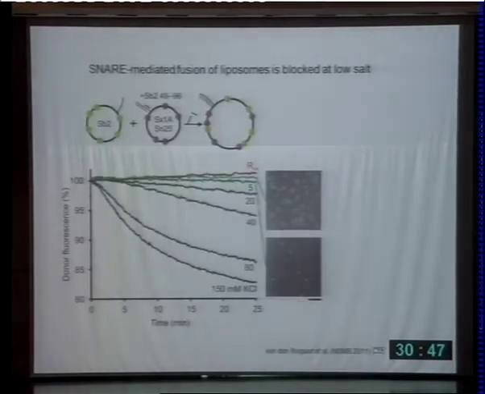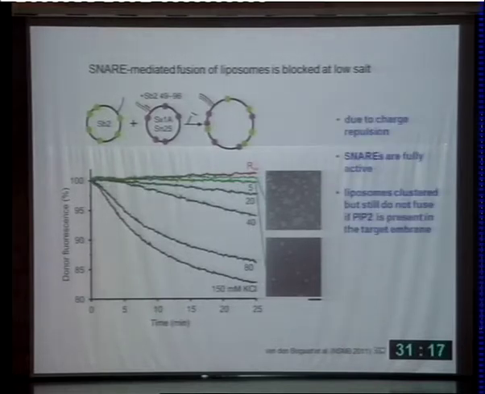Now, we had a fairly artificial experiment which might give us some clues. This is again the work of Gerd van den Bogaart, a very talented postdoc in the lab. We used liposomes in a normal snare-mediated fusion reaction, having acidic phospholipids in both membranes, and then we lowered the salt concentration. What you then get is that the lower you go, fusion comes to a complete stop. That's very simple to explain because this is charge repulsion. If you don't have enough ions around, the liposomes repel each other, and they cannot come close enough for snares to function. And we have done all the controls to show that this is indeed the case.